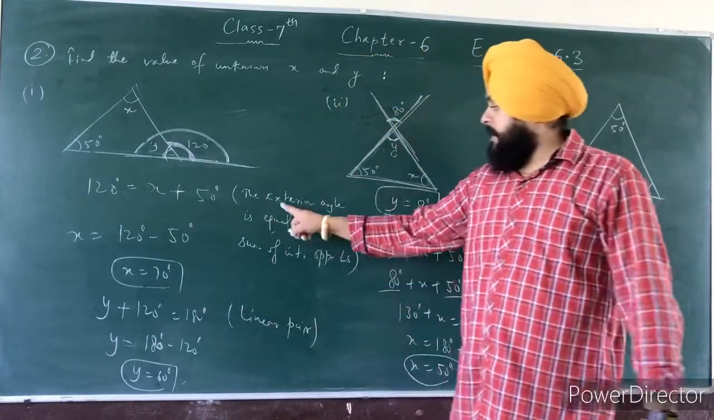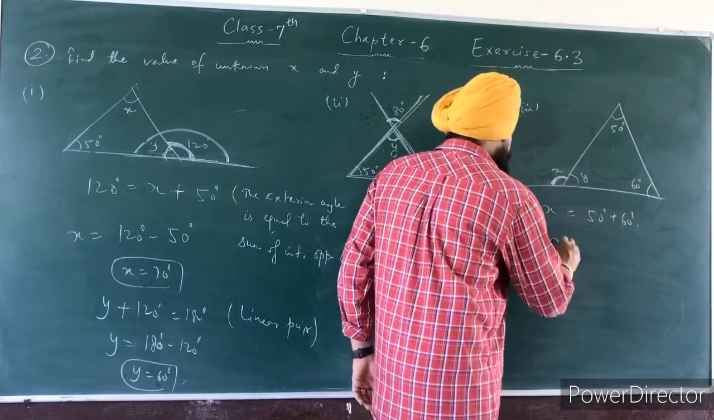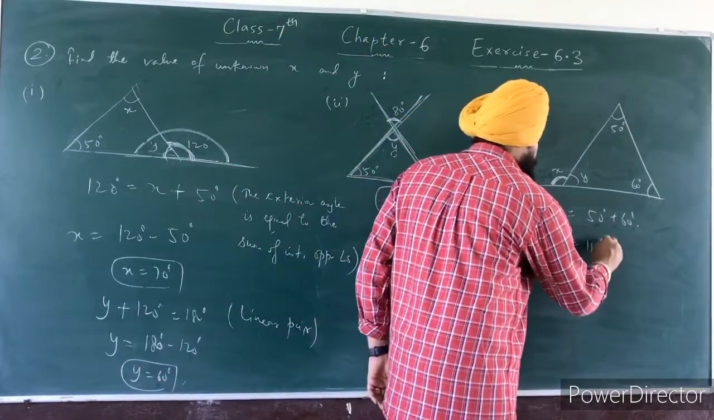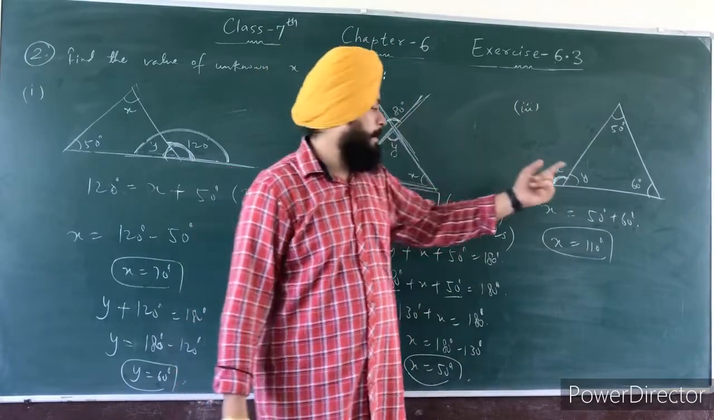This one, the exterior angle is equal to the sum of interior opposite angles. Now 50 plus 60, how much? It is 110 degree. So measure of angle x is 110 degree. Now we can find the measure of angle y.